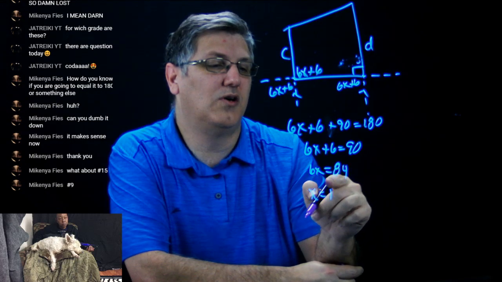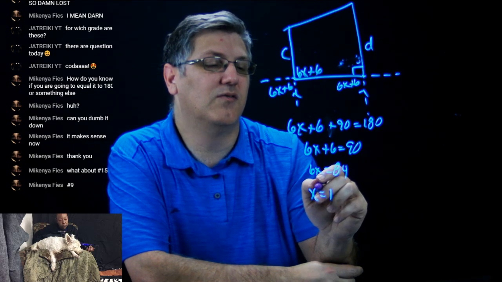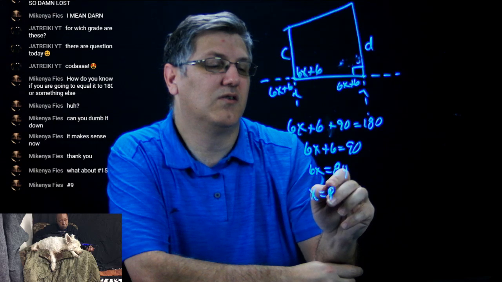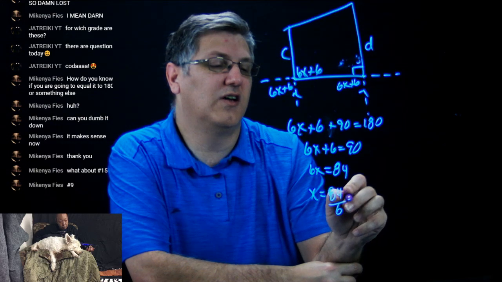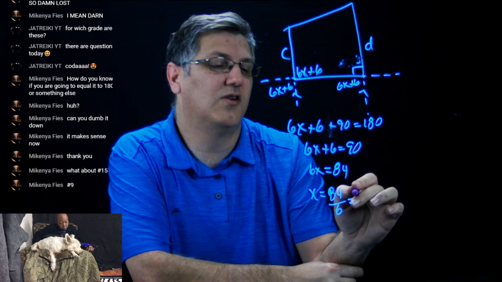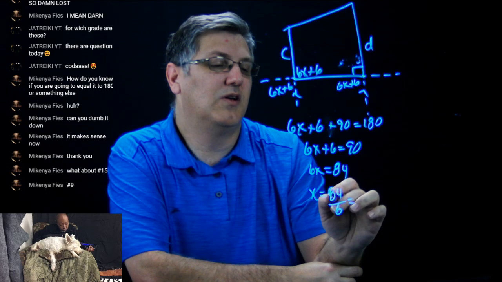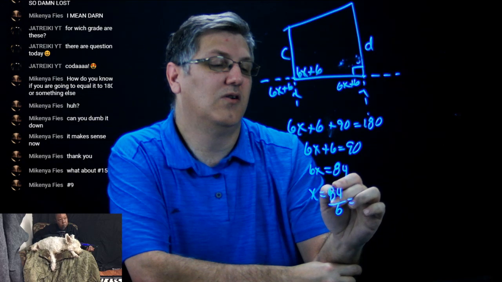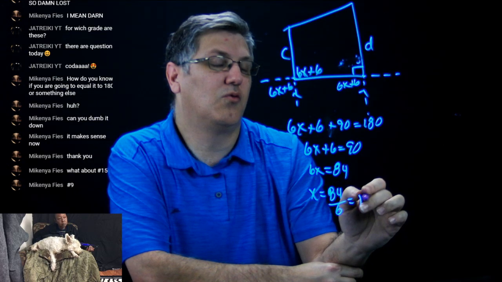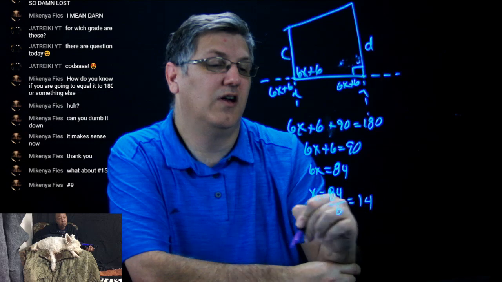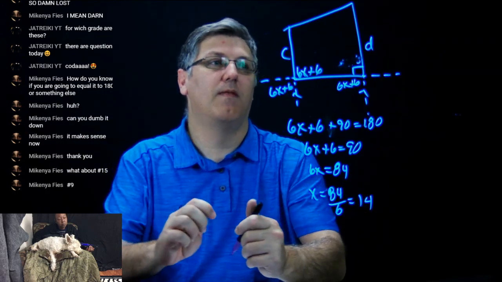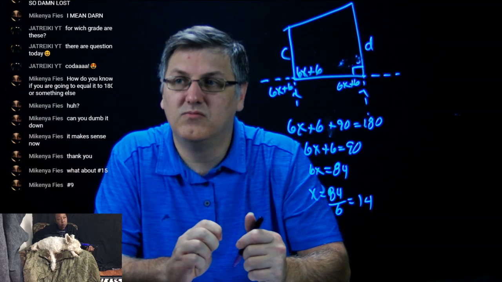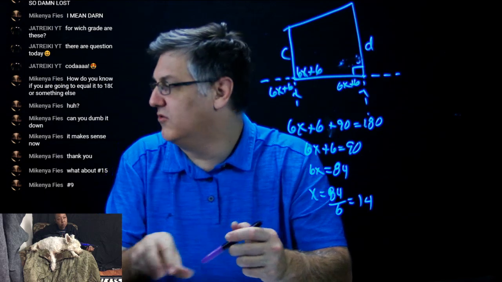X equals, that's going to be a fraction. Write it out. 84 over 6. It reduces. No, it actually goes in evenly. 6 goes into 84, 14 times. X equals 14. Cool beans.